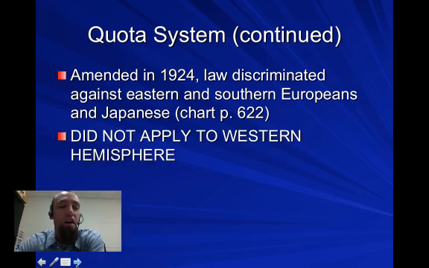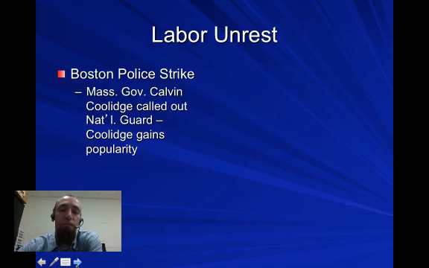And this did not apply to the Western Hemisphere, which is kind of ironic since most of the immigration news we hear about today is Latin American immigrants coming to the United States. And we talk about laws, states like Arizona passing laws trying to amend immigrant status. Well, back then, in the 1920s, Western Hemisphere immigrants, such as Latin Americans, weren't seen as an issue. It was more the Southern and Eastern Europeans and Asian immigrants.